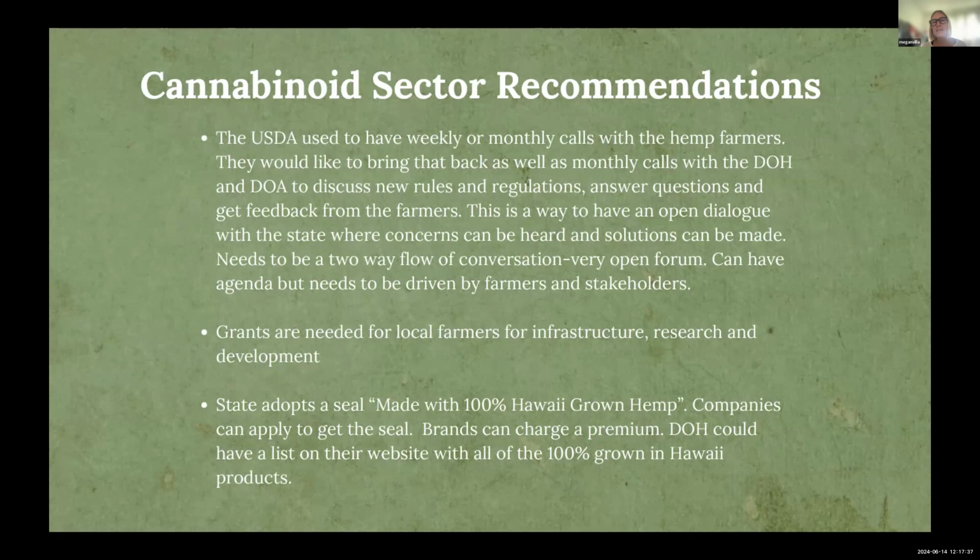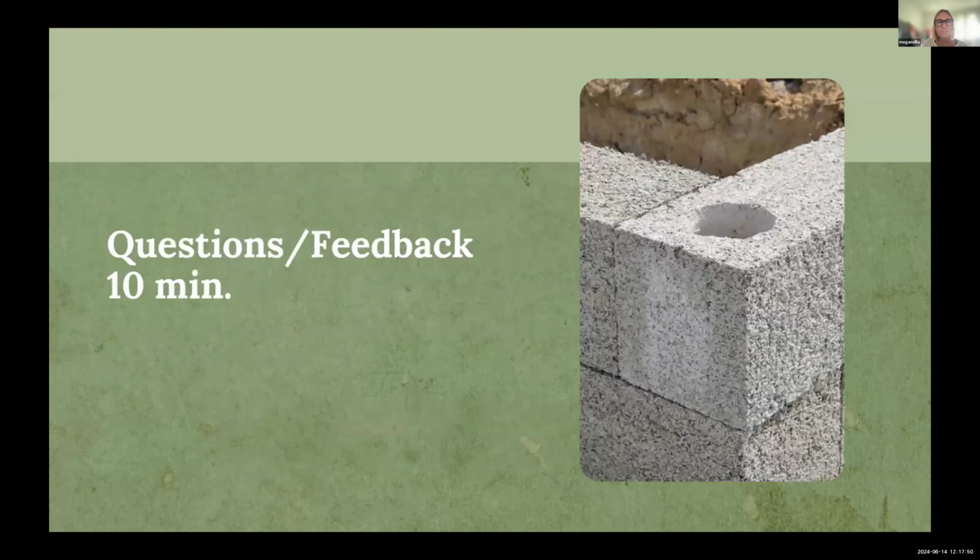Have the state adopt a seal made with 100% Hawaii grown hemp. Companies can apply to get the seal, and then brands can charge a premium for their products. The DOH could have a list on their website with all of the 100% grown in Hawaii products.